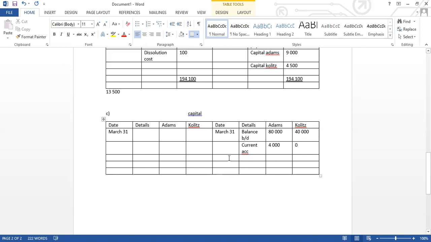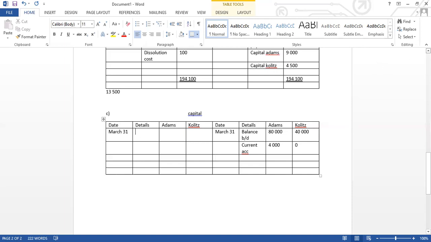From after the current account, what is the next thing that we close off? Bank. Usually bank is the last thing that we close off, because it's either we are paying or we are receiving. So the next thing that we close off is our realization account. So let's close off our realization account.